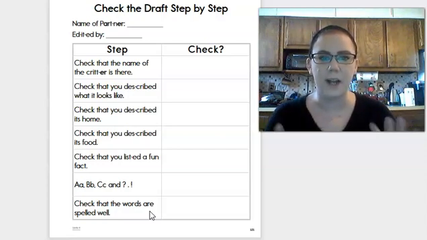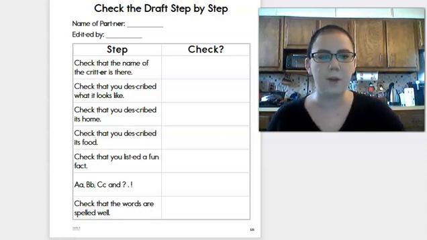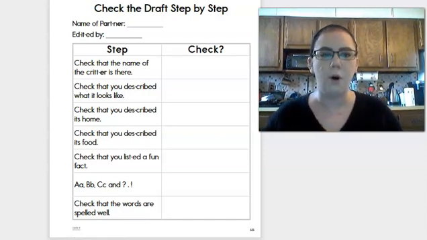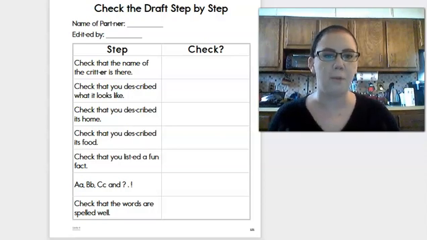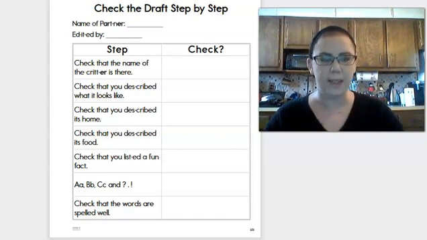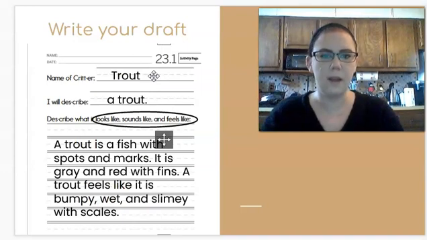So we're still looking at our draft right now. Then we're going to make that into a final copy. So once you finish this whole checklist, you've checked off every single thing, you're good to go, then you're going to rewrite it. So you're going to get a brand new sheet of paper and you're going to write all of your sentences nice and neat on that piece of paper. So you'll start with your title on top, the name of your animal. For example, the name of my animal was Trout.